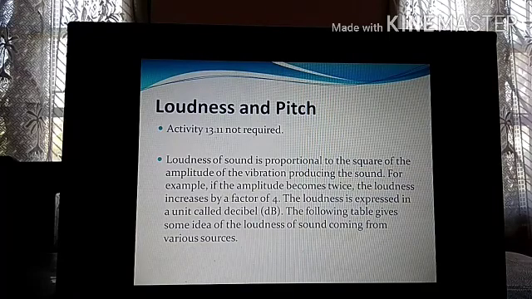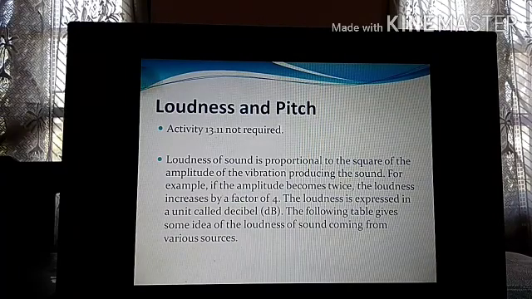Now we come to another topic, that is loudness and pitch. Activity 13.11 is not needed; it is there in your textbook, and if you want you can go through it, but it is not required. Loudness of sound is proportional to the square of the amplitude of vibration producing the sound. Very, very important. You can write: loudness is equal to the square of the amplitude of vibration producing the sound.